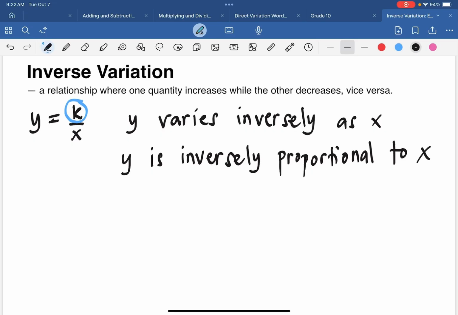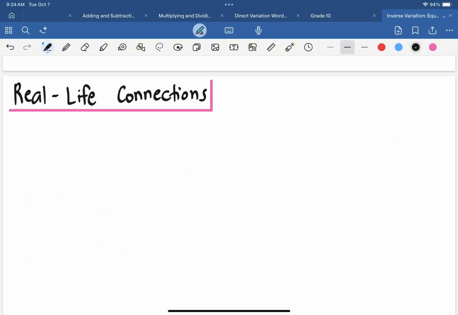Now, based on our definition here, one quantity increases while the other decreases, and vice versa. That means if y goes up, our x here goes down. Similar thing with y goes down, that means our x goes up. Now let's have some real-life connections of inverse variation.